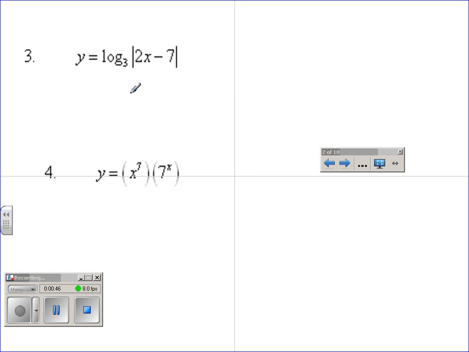Alright, so in this case we're going to have 1 over the 2x minus 7 times the derivative of this, which is going to end up being in the numerator. But since we have a different base other than e, we need to write natural log of 3 in the denominator as well.